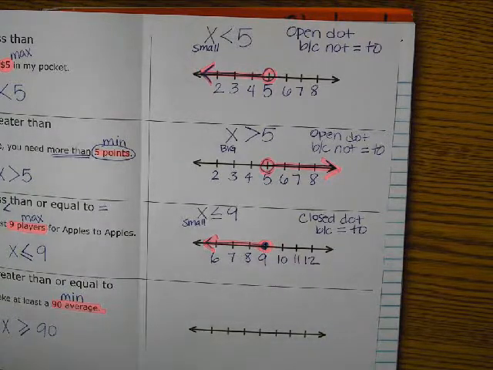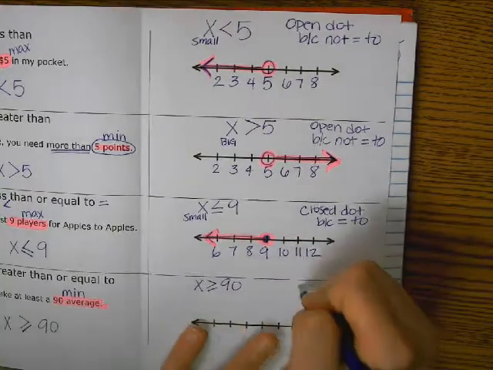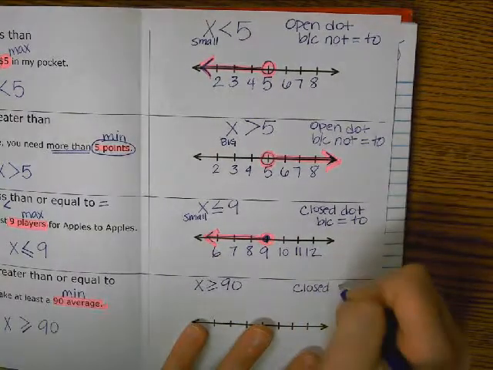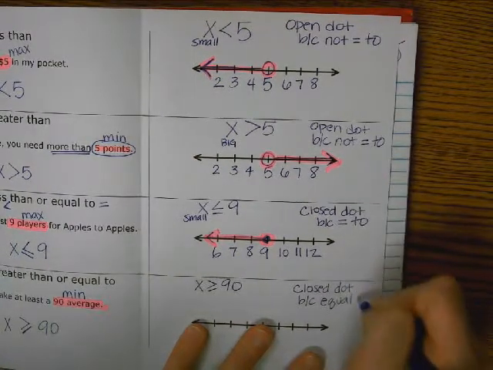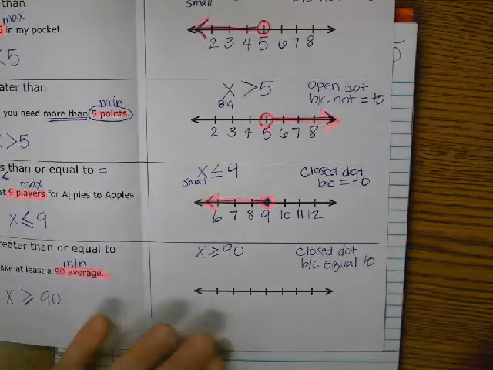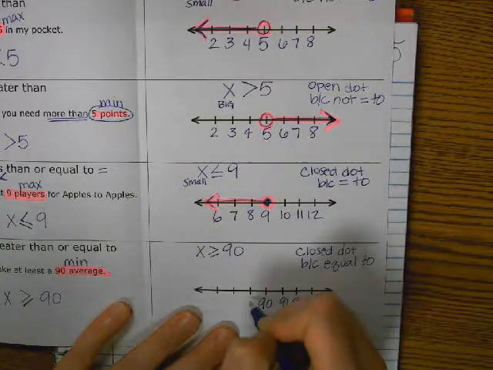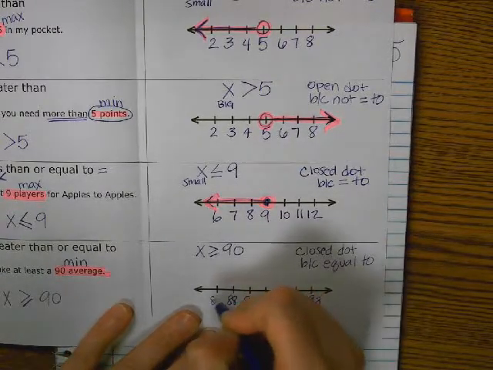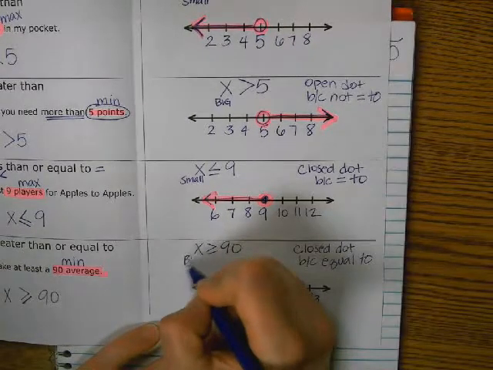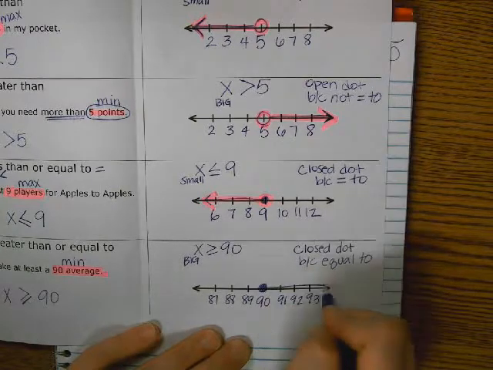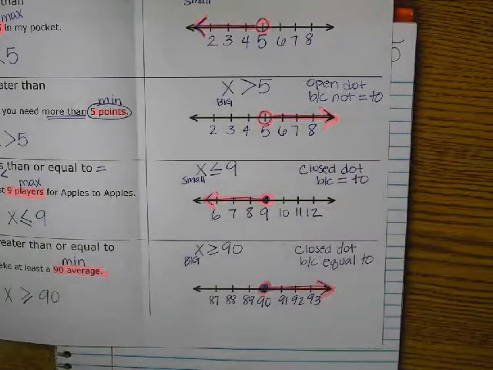Okay. Last one. X is greater than or equal to 90. Is this one an open dot or a closed dot? It's a closed dot because it says or equal to. And now we're going to shade in the greater direction. So 91, 92, 93, 89, 88, 87. And so we're going to shade closed dot, and then X is on the big side, so we're going to shade in the big direction. And then we're done.